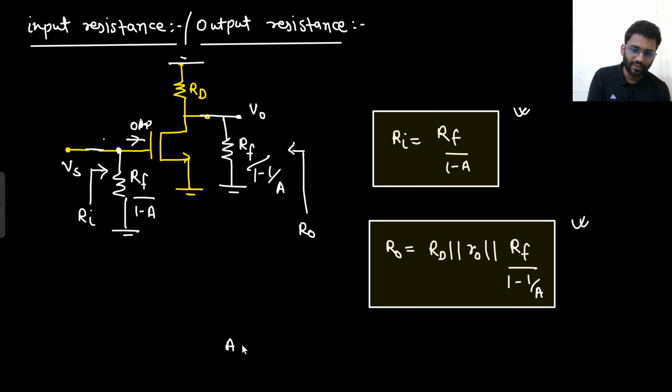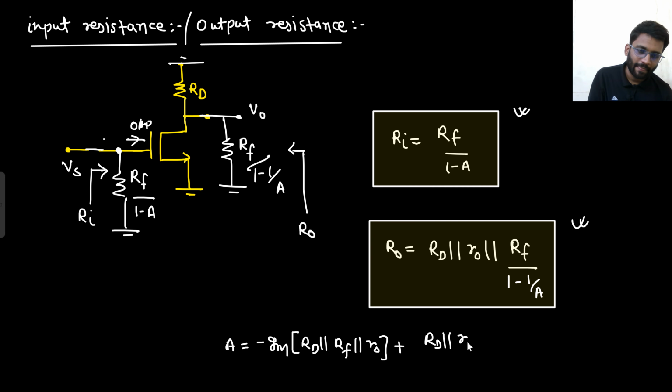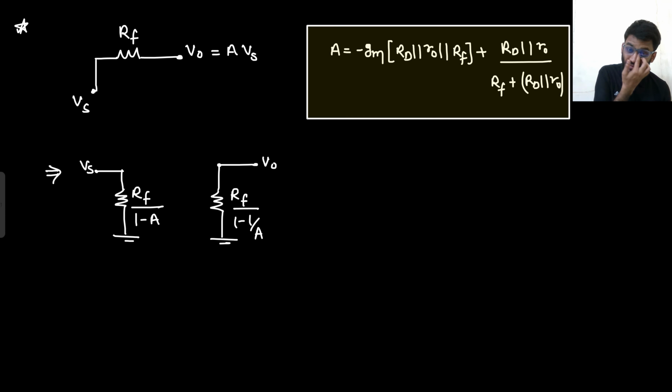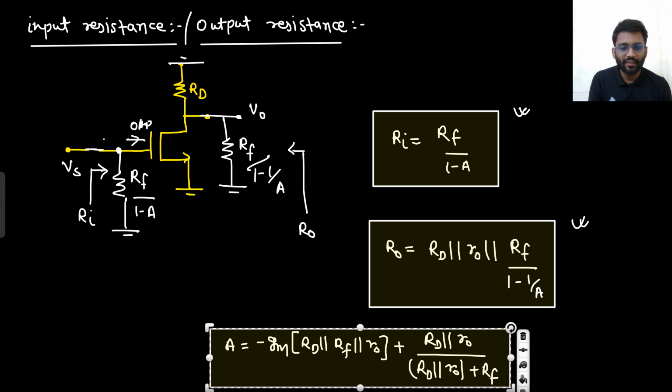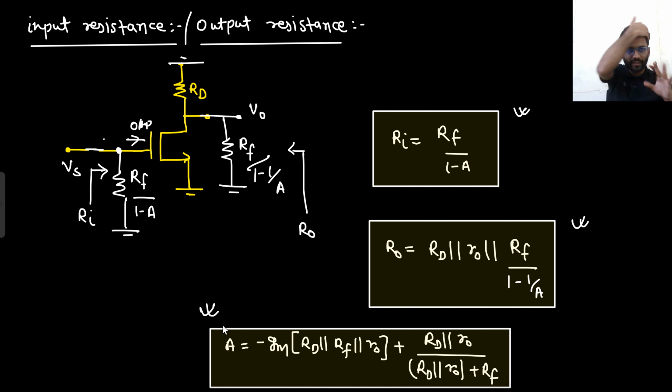And what is the value of A? Value of A is minus Gm times Rd parallel with Rf parallel with R0, plus Rd parallel R0, upon Rd parallel R0 plus Rf. This is the value of A here. So you don't need to mug it up. All these things are for analysis purpose. It's not that I am asking you to remember all these things, but you should have a clear idea of the analysis, how we do the analysis, right?